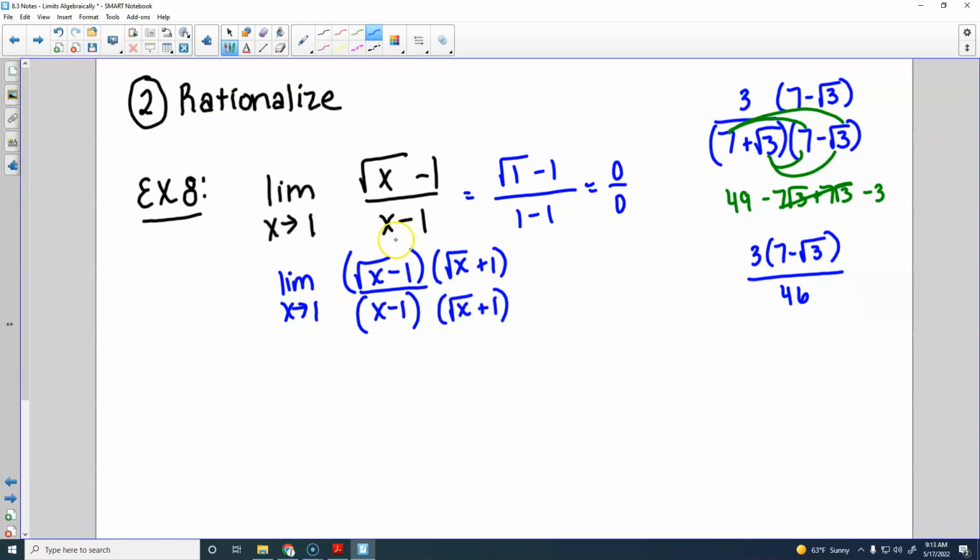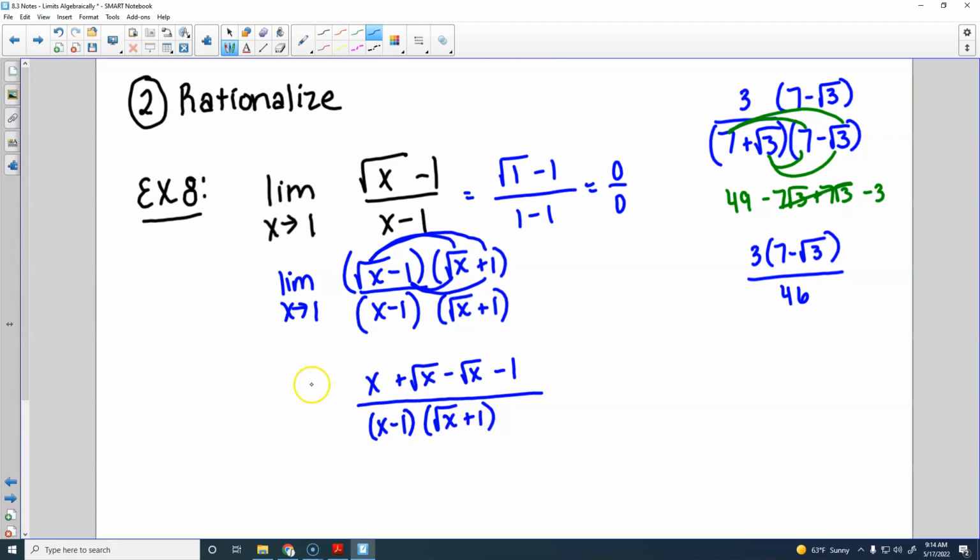So when I multiply this together, square root of x times square root of x is going to give me just an x. Then I will get a positive square root of x. I'll get a minus square root of x. And I'll get a minus 1. And in the denominator, don't multiply those together. Keep them factored. This is a general rule. You don't want to do that. And hold on to that limit notation because you have not plugged in the 1 yet.